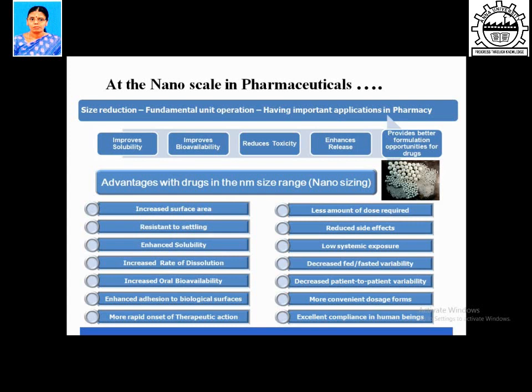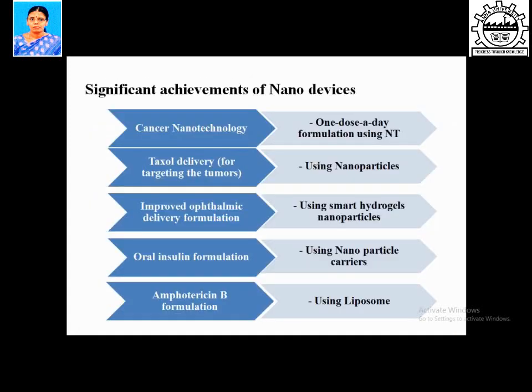Because of the increased solubility and increased viability, a smaller dose can be given, and because of this lower dose, side effects are reduced and ultimately patient compliance is very much possible. In the case of nano delivery systems, they have a very big role in the treatment of major chronic diseases like cancer. In cancer nanotechnology, a one-day dose formulation is very much possible.